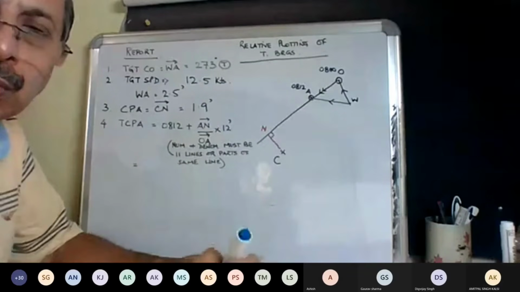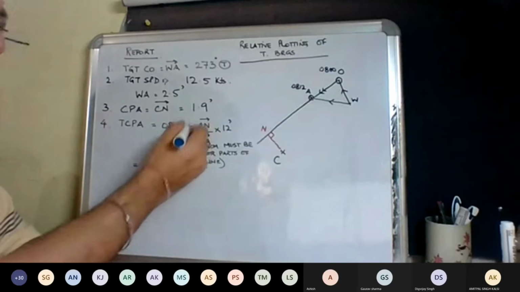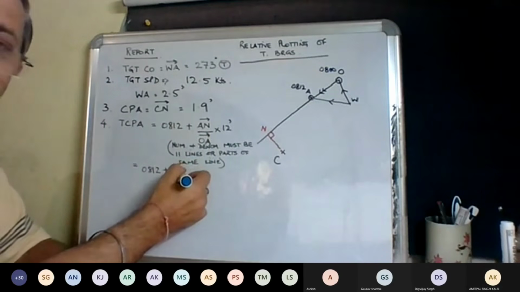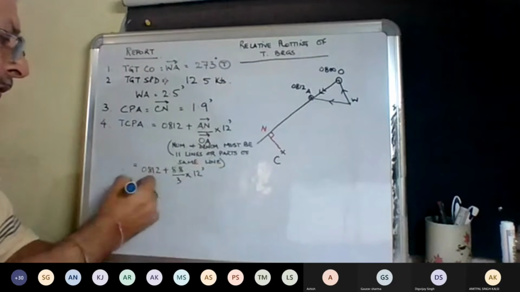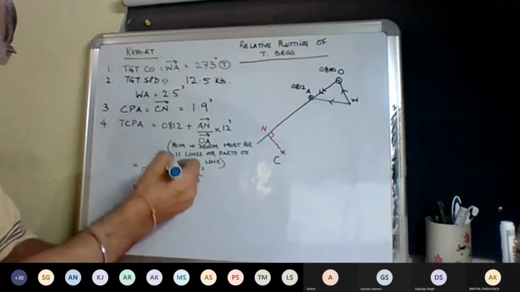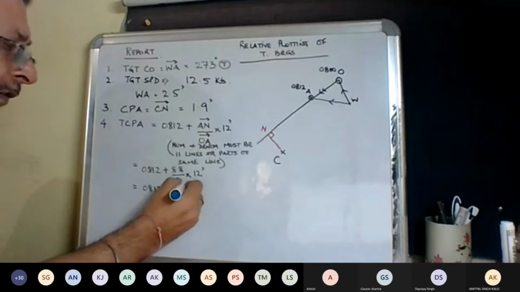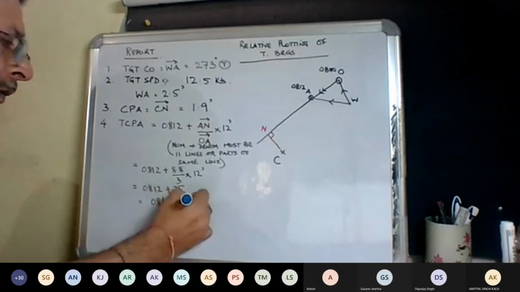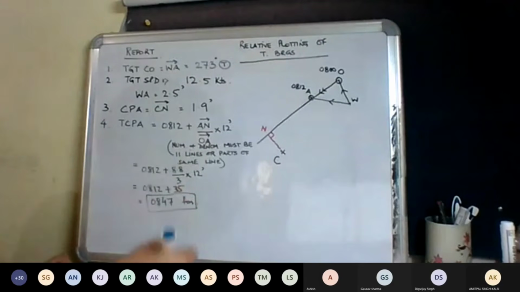So this will be 0812 plus 8.8 divided by 3 into 12 minutes is equal to 0812 plus 35 is equal to 0847. So my TCPA is 0847.